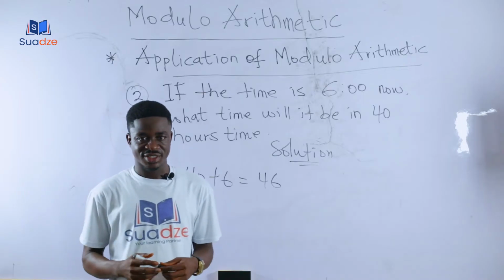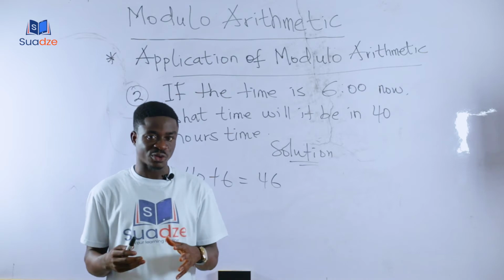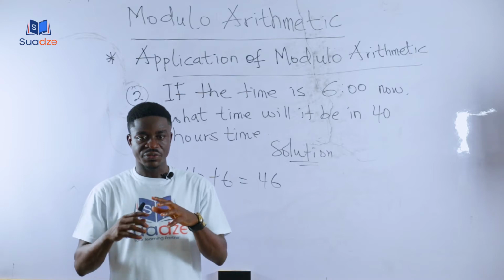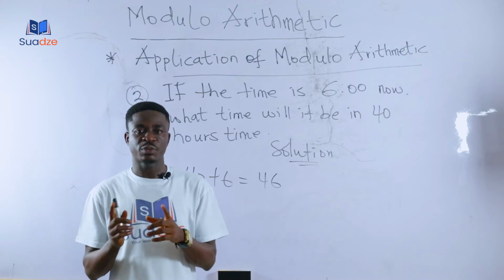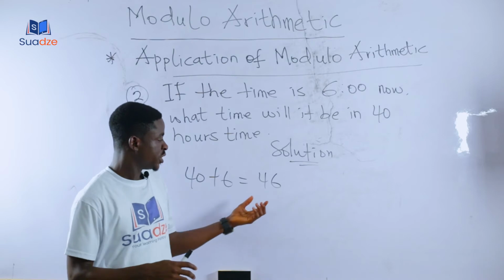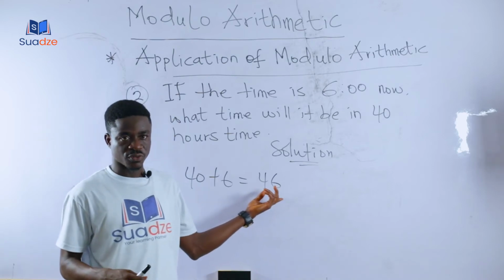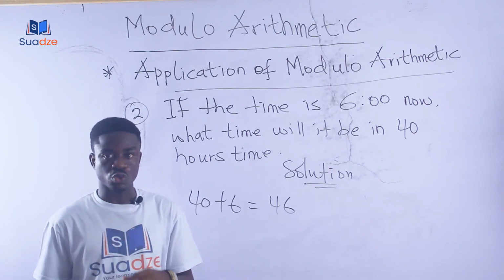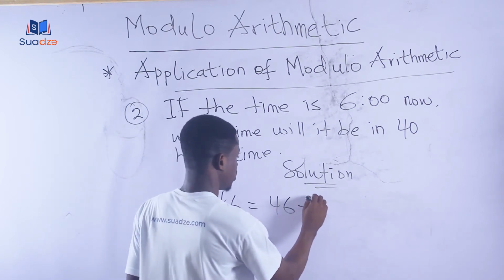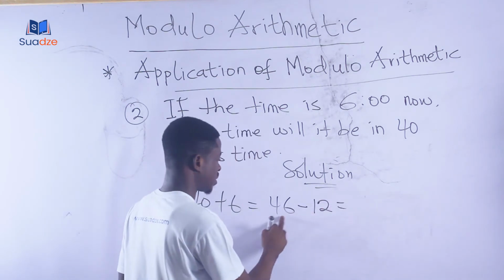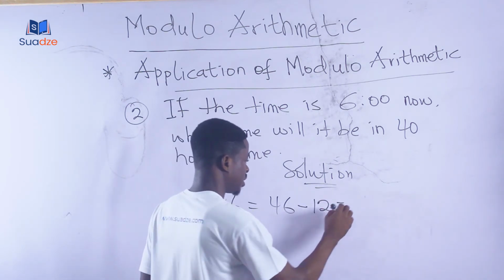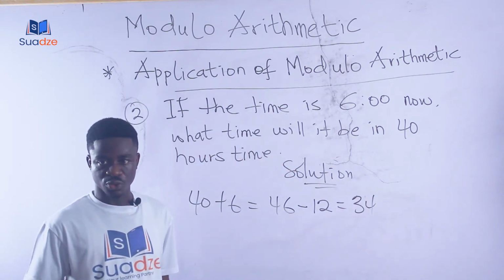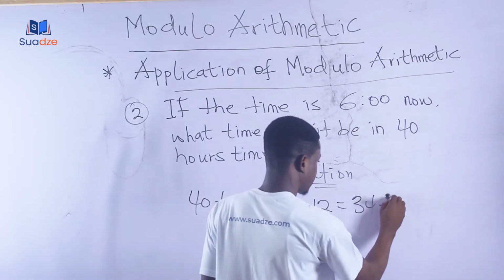The time ends at 12 o'clock. Okay, so if you have 13 o'clock, we subtract 12 from the 13 to give you 1 o'clock. If you have 15 o'clock, you subtract 12 from the 15 to give you 3 o'clock. So in this case, that's what we are going to do. We are going to subtract 12 from this, so we get a number that is less than or equal to 12. So 46 minus 12 is going to give us 34. 34 is still greater than 12. So we subtract 12 from it again.